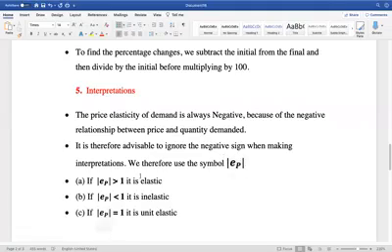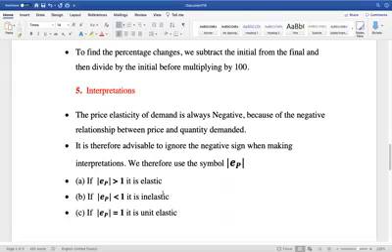Okay, so here's the set of interpretations we can make now. If the answer we get, ignoring the negative sign, is greater than 1, we say that it is elastic. If the answer we get is less than 1, we say that it is inelastic. If the answer we get is equal to 1, we say that it is unit elastic. So those are the 3 interpretations we'll be making: elastic, inelastic, and unit elastic.